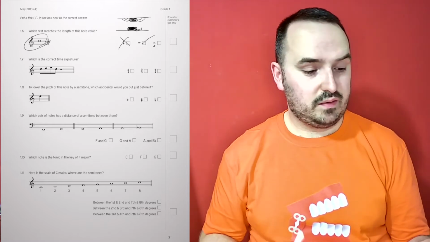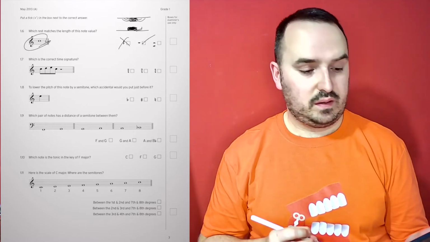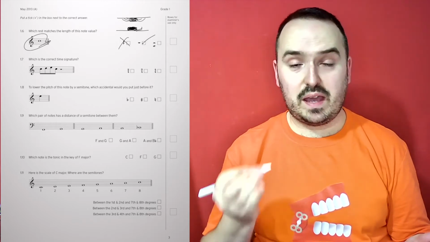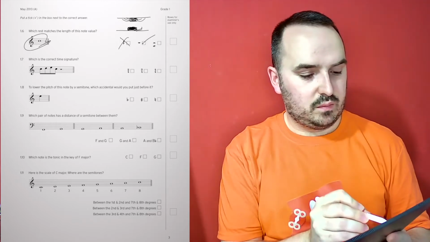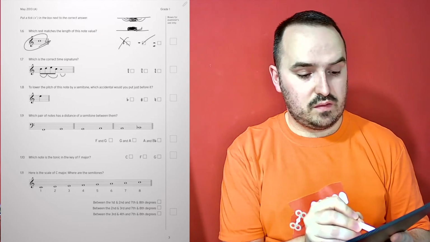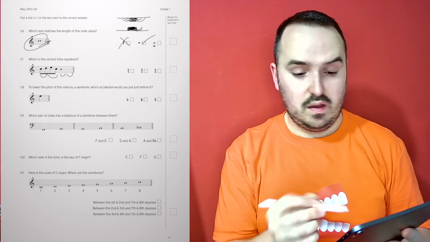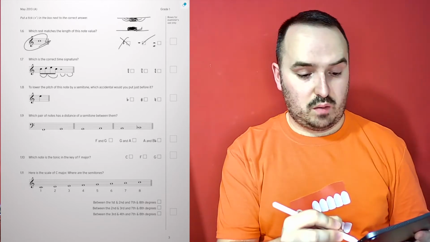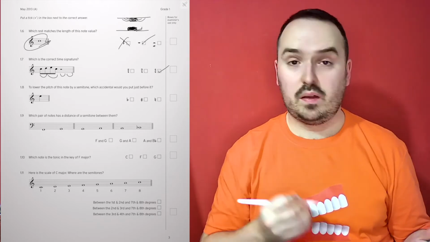Okay, question number 7. Which is the correct time signature? Okay, so time signature is counting how many beats in a bar we have. In this we can tell we've got 1, 2, and then we've got a minim rest, that's 3, 4. We've got 4 crotchet beats in there, and that really just leaves one option in the answers there, 4, 4.